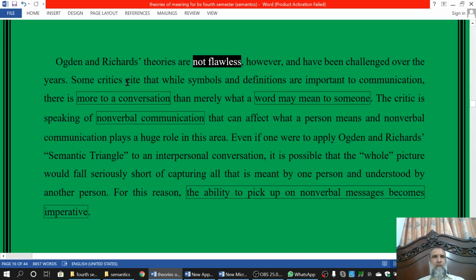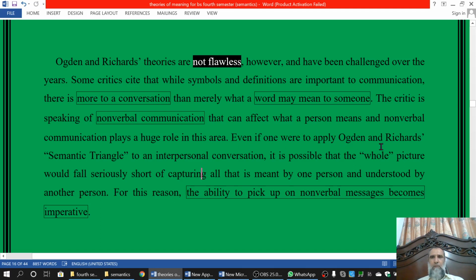ہم اس کو پڑھتے ہیں. Ogden and Richards' theories are not flawless and have been challenged over the years. Some critics cite that while symbols and definitions are important to communication, there is more to conversation than merely what a word may mean to someone. The critic is speaking of non-verbal communication that can affect what a person means, and non-verbal communication plays a huge role in this area.